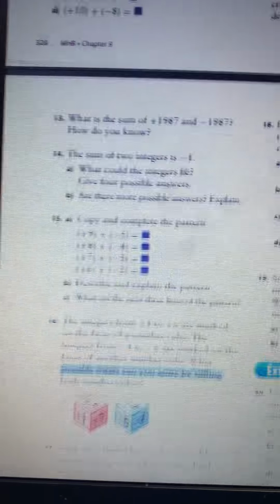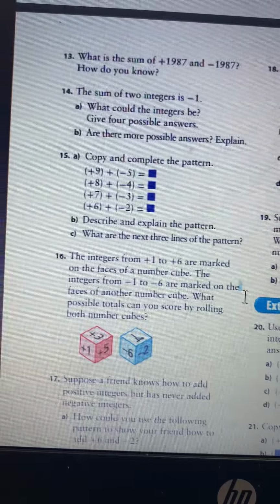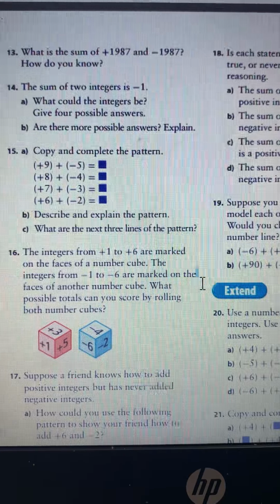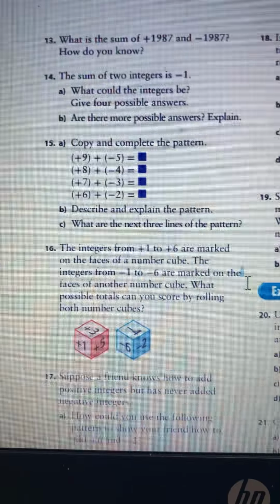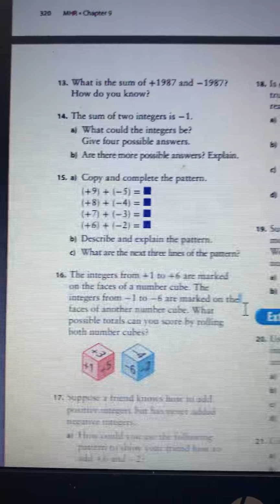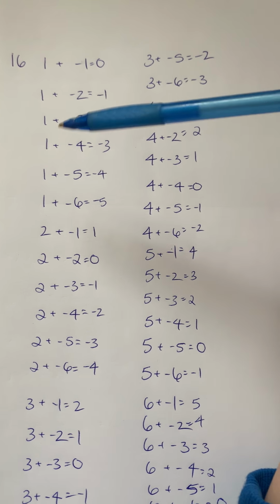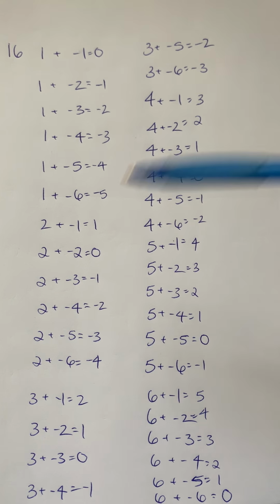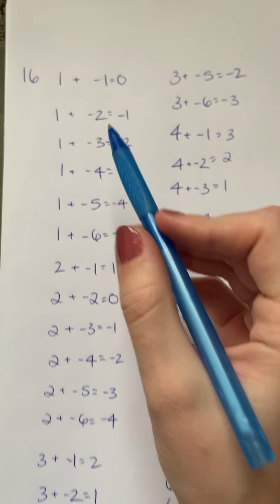Now, 16 was kind of confusing, or I guess just had a lot of different parts in this question. So it says that we have some dice, and they are marked 1 to positive 6. And then on the next cube, we have -1 to -6. So what are the possible totals you can score by rolling both numbers? So I did 16, and I hope you guys had a flashback to a probability unit, because I just wrote down all the possible answers, and then I figured out what their answer was.